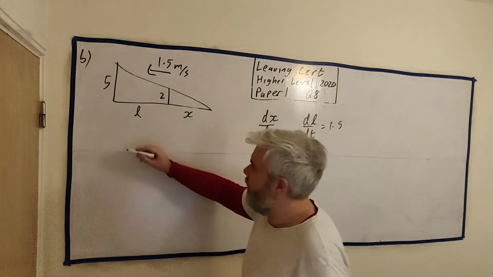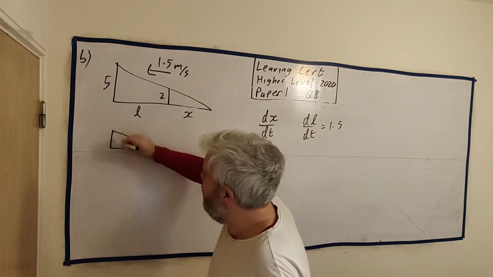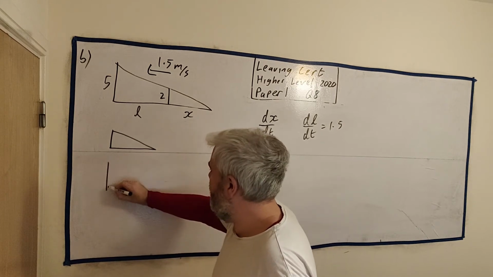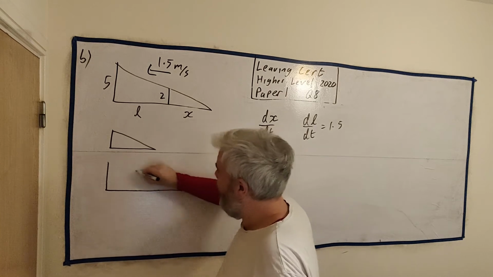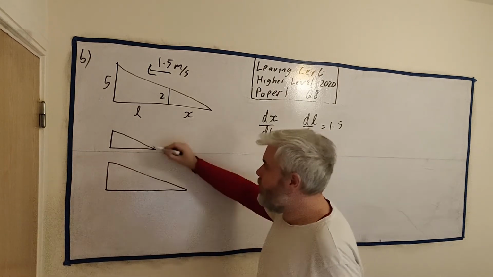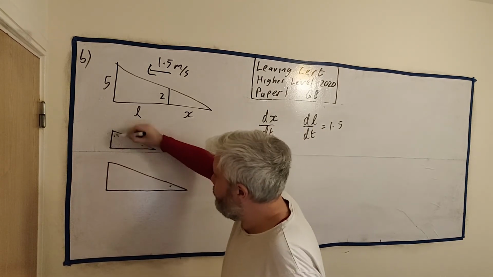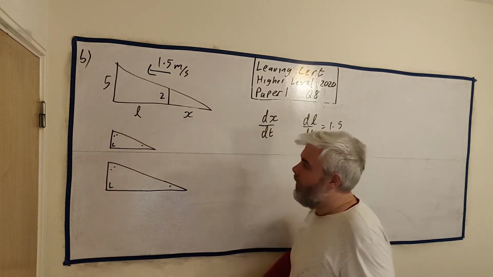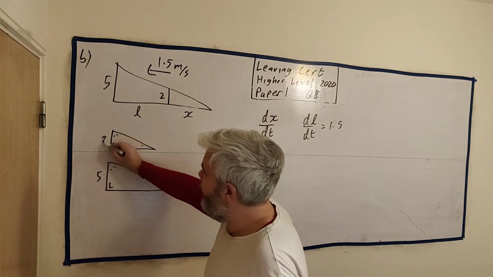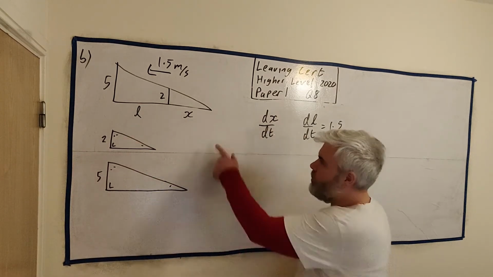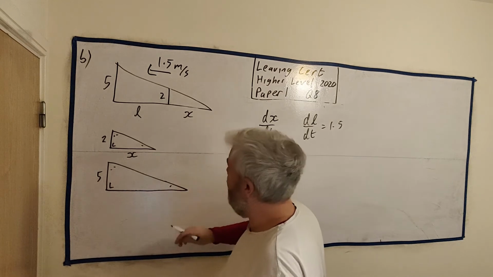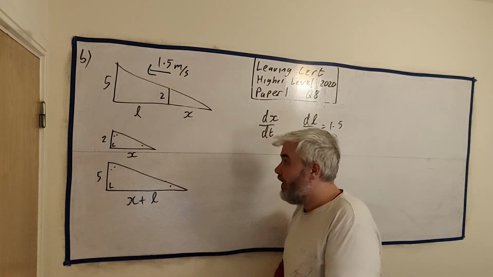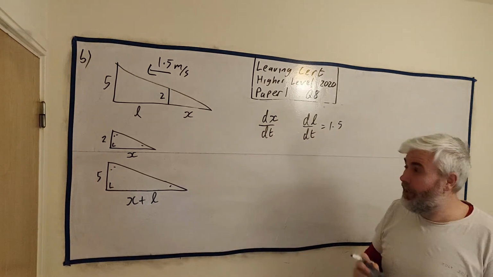Another thing that jumps out at me here is that we actually have two triangles. We have this, let's make that the small one, and we have this big one. All the angles are equal. These two angles are equal, and these right angles are the same. We also know that this one is 5 tall and this is 2 tall. Let's see, the small one here, we can write x there. The large one is x plus L. They're similar triangles.